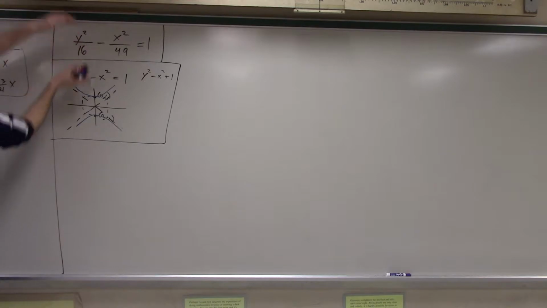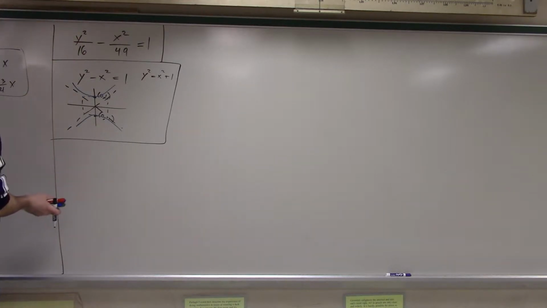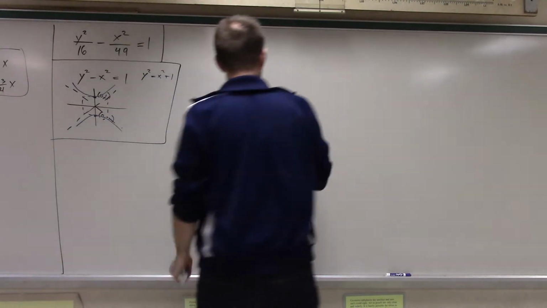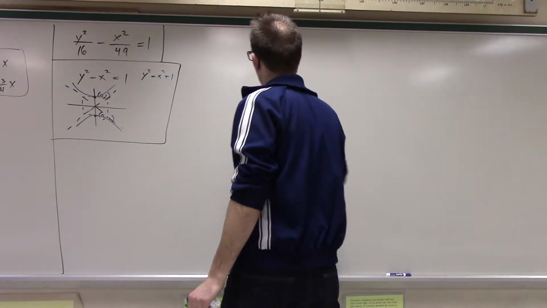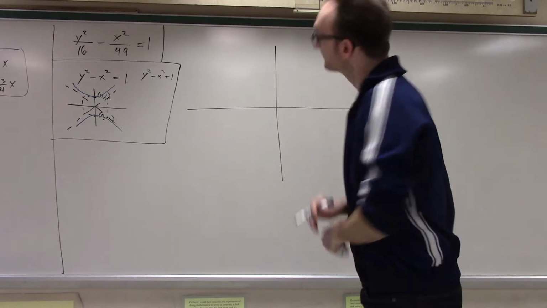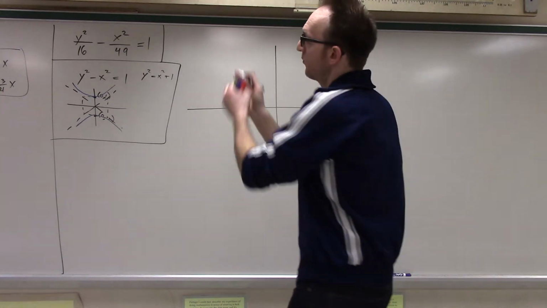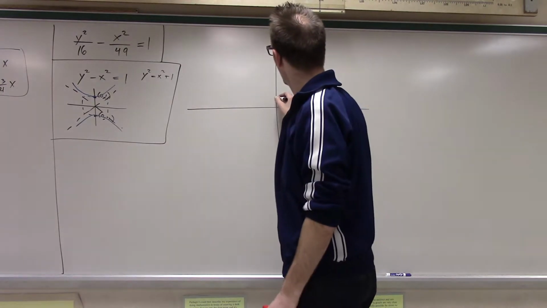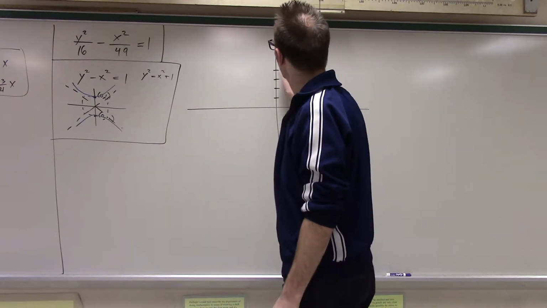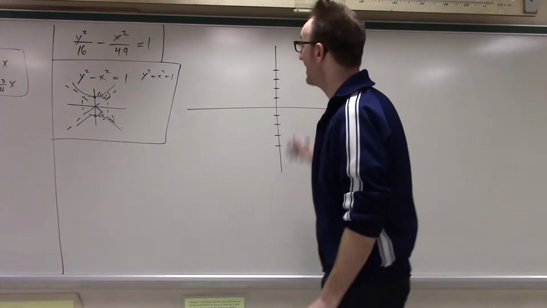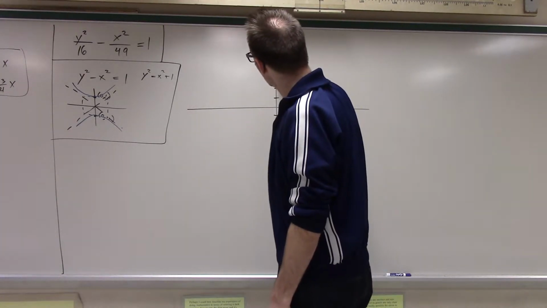The y coordinate has been stretched out by a factor of 4, and the x coordinate has been stretched out by a factor of 7. Okay, I don't know if that was helpful, but anyway, I can now get ready to graph this thing and know a little bit about what it looks like. So if the y coordinate has been stretched out by a factor of 4, so now I got 1, 2, 3, 4, 1, 2, 3, 4. That's where my vertices are going to be.